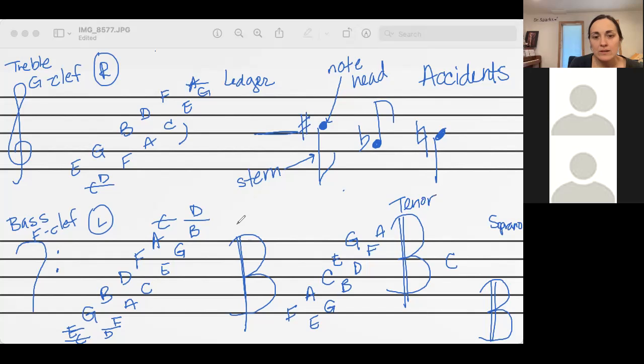Oops. And this one is alto. And all three of them are what we call the movable C clefs. Of course with soprano, the C is down here. So now let's talk middle C, right? Because this is what these C clefs are all about, this middle C business.